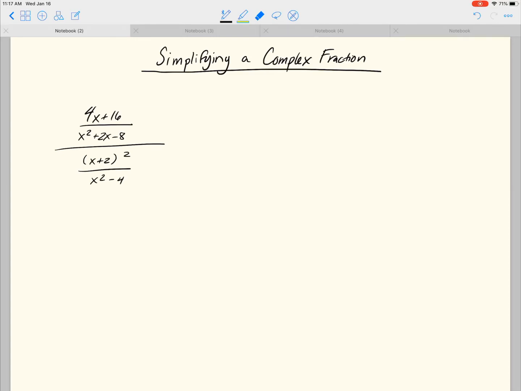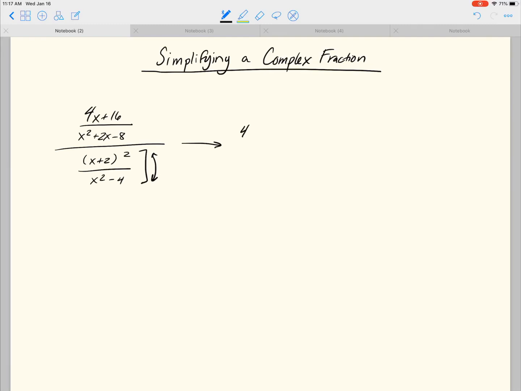So what I'm going to start doing first is rewrite this by getting rid of the giant fraction bar in the middle. When you're dividing by two fractions, you're going to multiply the top half by the reciprocal of the bottom. These are going to switch, and we're just going to multiply that new fraction on the top half.